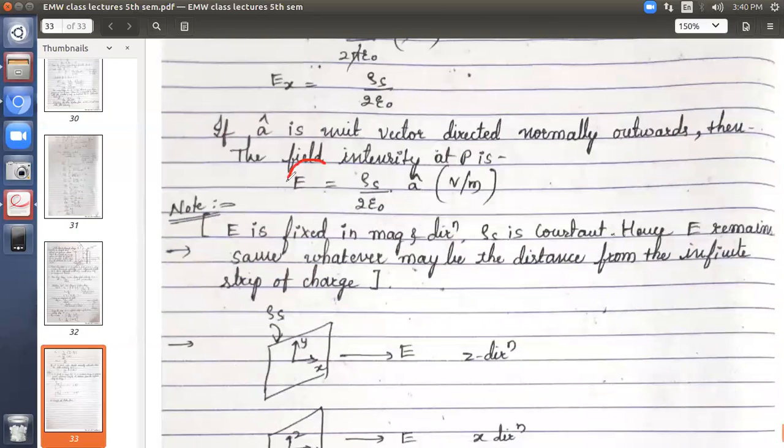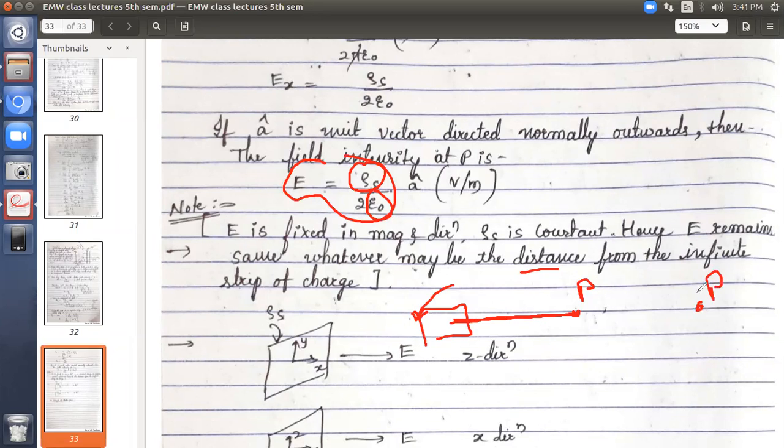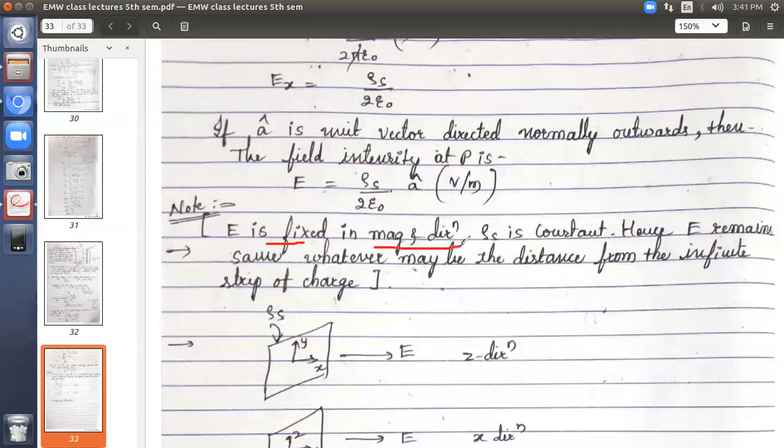As a note I have written, E is dependent on rho S and epsilon. But what is the distance of this sheet? If here is a sheet and here is a point of observation, I don't know the distance between them, but E is fixed. And if I just change the point to here, the E will be fixed. That is, E is independent of the distance of the point of consideration. E is fixed in magnitude and direction. Rho S is a constant term, hence E remains the same whatever may be the distance from the infinite sheet of charge.